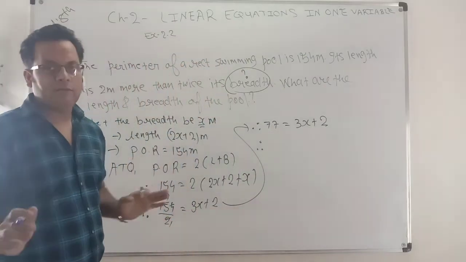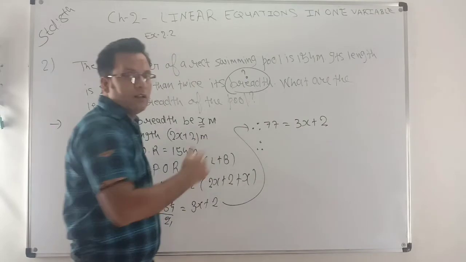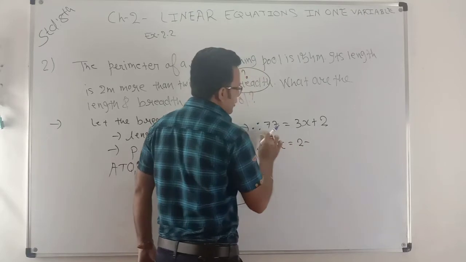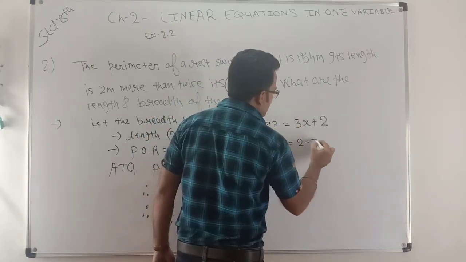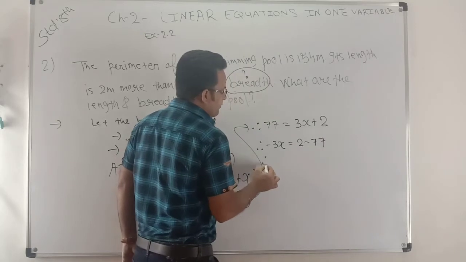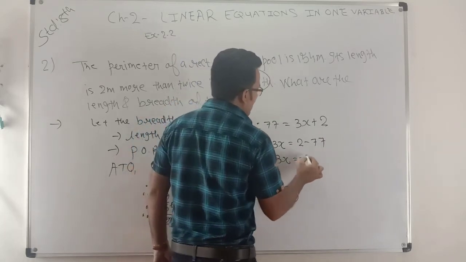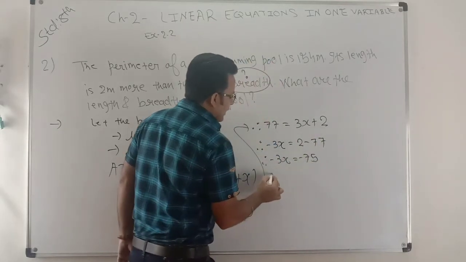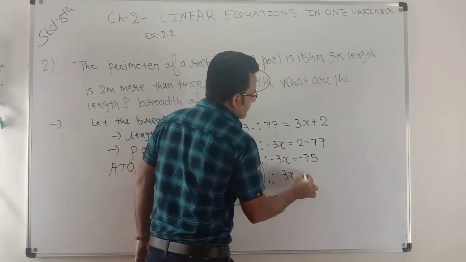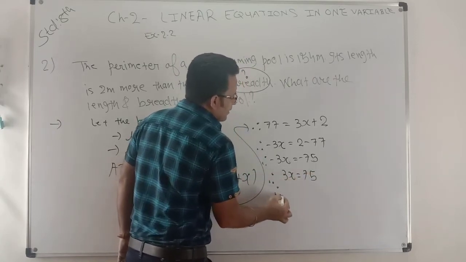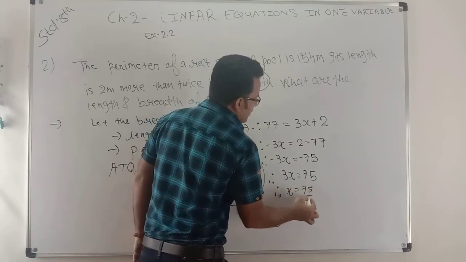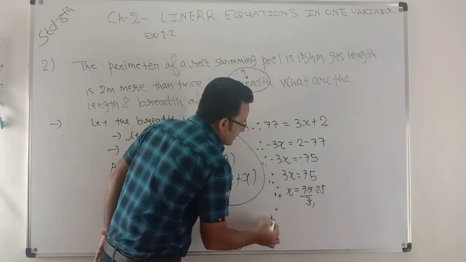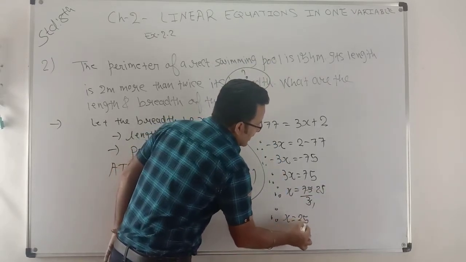Therefore now we need a value of x. So we will be taking this 3x to the left side. So it will be minus 3x is equal to 2. Positive 77 goes left side becomes negative. Therefore minus 3x is equal to minus 75. And therefore 3x is equal to 75. And therefore x is equal to 75 upon 3. 1s are and 25s are. Therefore x is equal to 25.